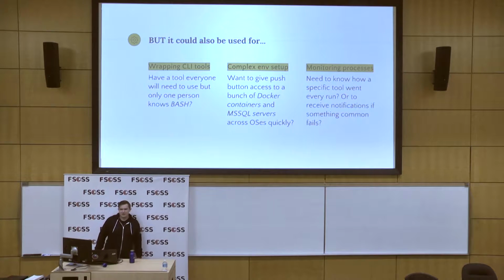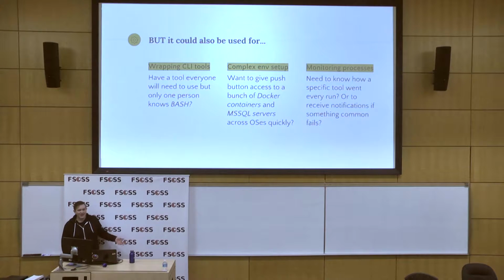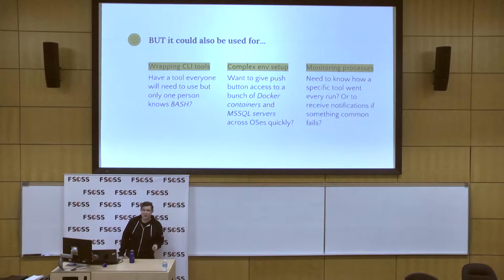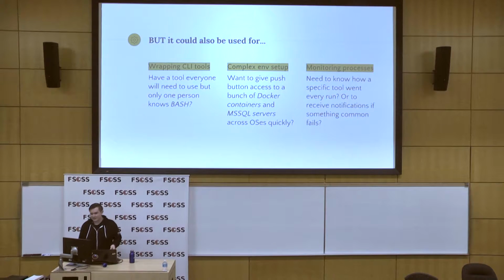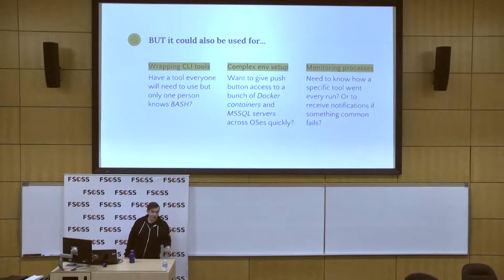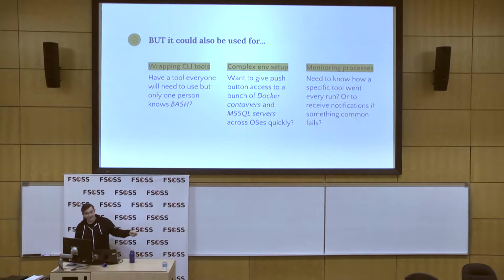It's also great for any sort of complex environment setup you have, given you need it to be quick and across OSs. So say you wanted to give push-button access to a bunch of Docker containers and MS SQL servers, you could do that very quickly with almost no experience with Jenkins. And then finally, if you need to monitor processes, it's another great tool to reach for. If you need to know how a specific tool went every run, and you don't want to create your own cron job that's going to send you emails about its status, you can add it to Jenkins, get Jenkins to schedule it, and then have it do all of your monitoring and emailing when it comes to failures or successes.